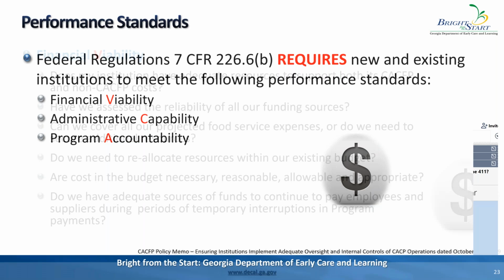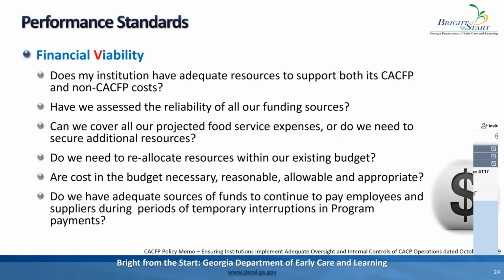These are some questions that you should ask yourself. Does my institution have adequate resources to support both its CACFP and non-CACFP costs? Organization must be financially viable. Program funds must be expended and accounted for in accordance with the requirements in the FNS Instruction 796-2 Revision 4, and Part 200, the Uniform Administrative Requirements, Cost Principles, and Audit Requirements for Federal awards. To demonstrate financial viability, an organization must document that it meets the following criteria.